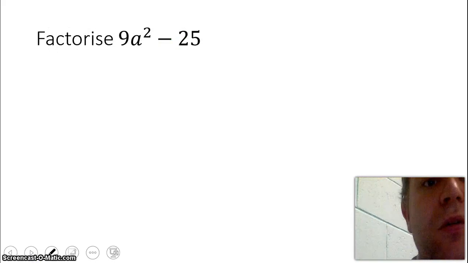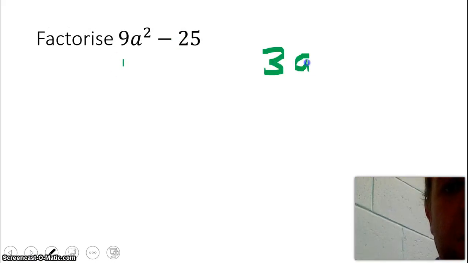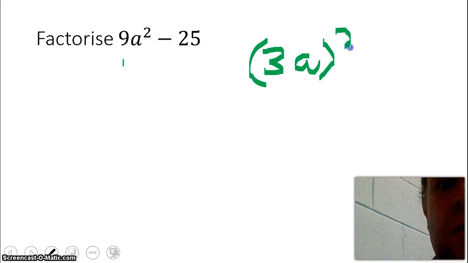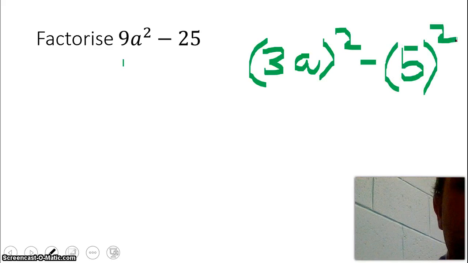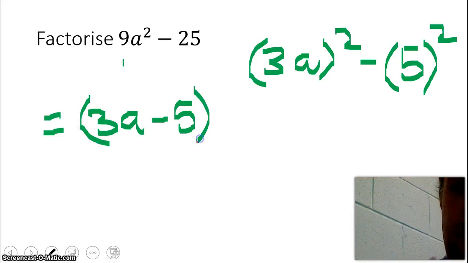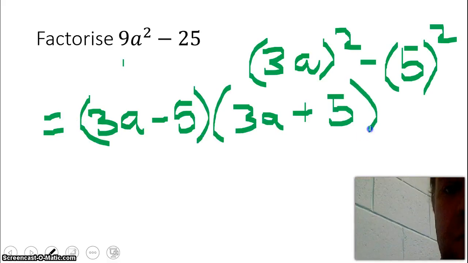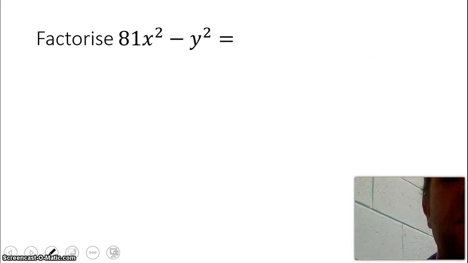So in this one here, we've got 9a squared. 9's a perfect square, so we've got 3a squared minus 5 squared. Once we've found our two squares, we just write it out. 3a minus 5, 3a plus 5. Each time, once we've done the hard work, once we've found the two squares, nice and easy.